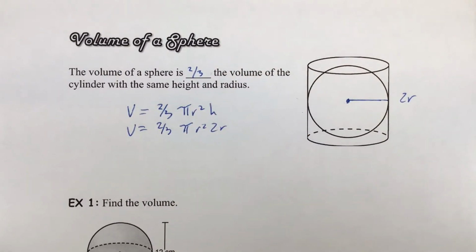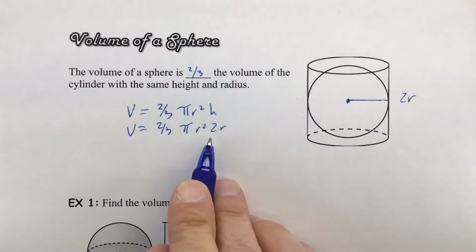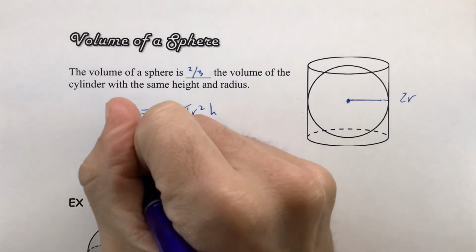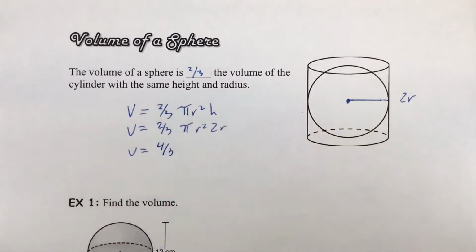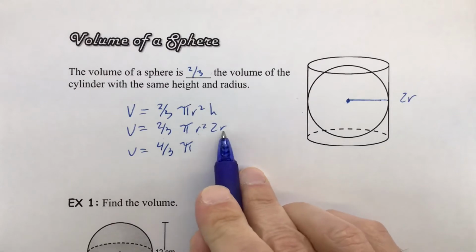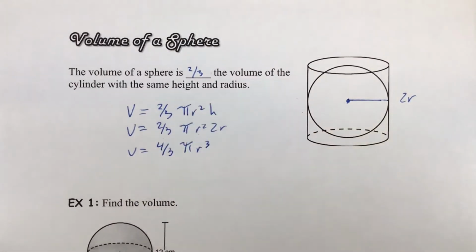And with a little bit of algebra, I can move some things around. I can multiply the 2 by the 2/3, which is going to be 4/3. We'll keep the pi. Then r squared times r is going to give us r cubed. And that'll be the volume formula for a sphere.